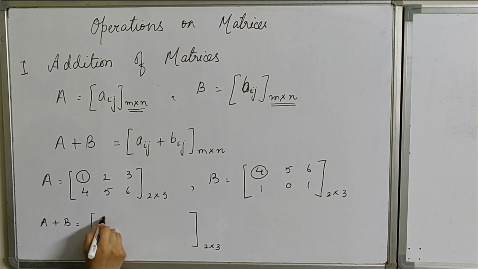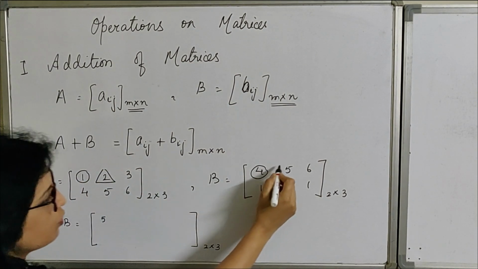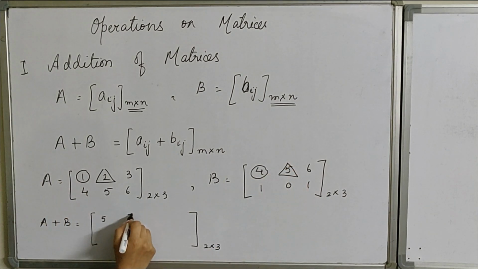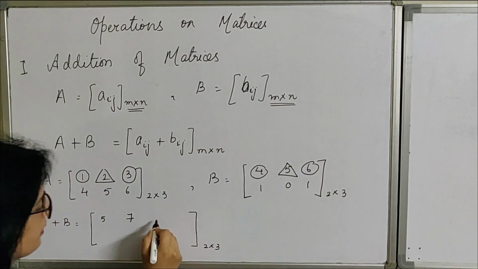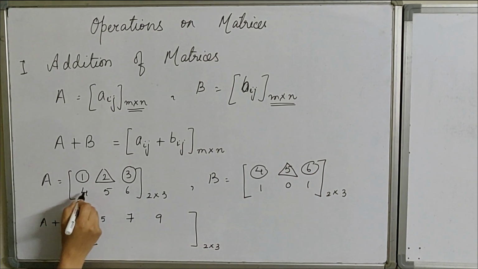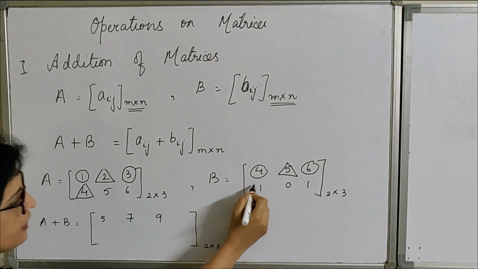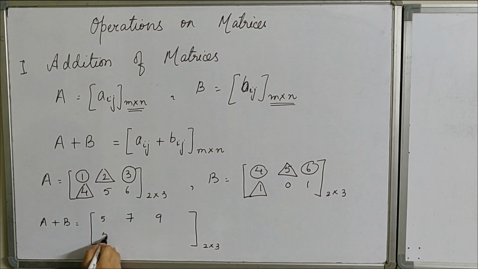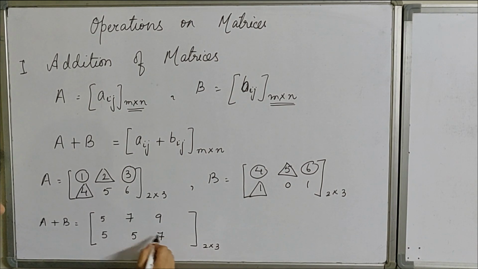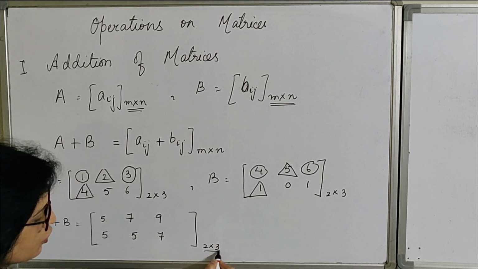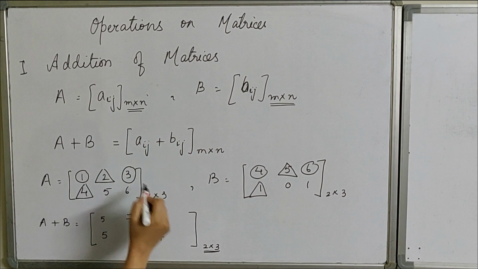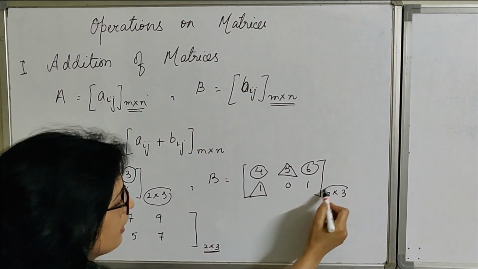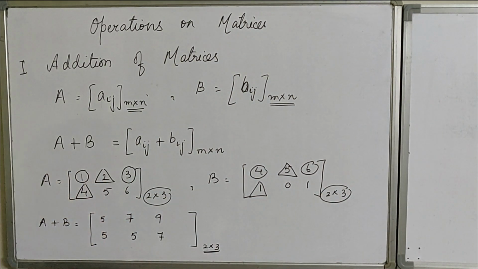So 1 plus 4, 5, 2 plus 5, 7, 3 plus 6, 9. Likewise, adding these elements, 4 plus 1, 5 plus 0 and 6 plus 1. So you can see here the addition of matrices gives us the same order as was that of matrix A and matrix B.